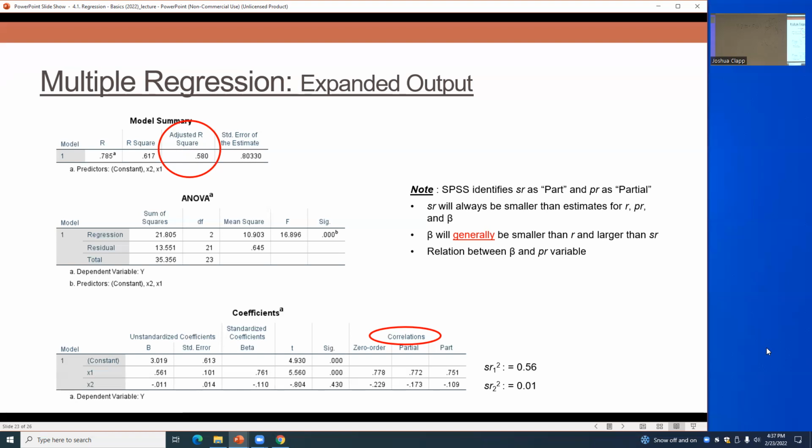And so here, if I square my semi-partial correlation, this is saying that about 56% of the total variability in my outcome is uniquely attributable to X1. Here, about 1% of the total variability in my outcome is uniquely accounted for by X2. But I don't even know how to interpret that, because I don't have evidence of an actual association there. So this is kind of ambiguous, and I probably wouldn't worry about that.